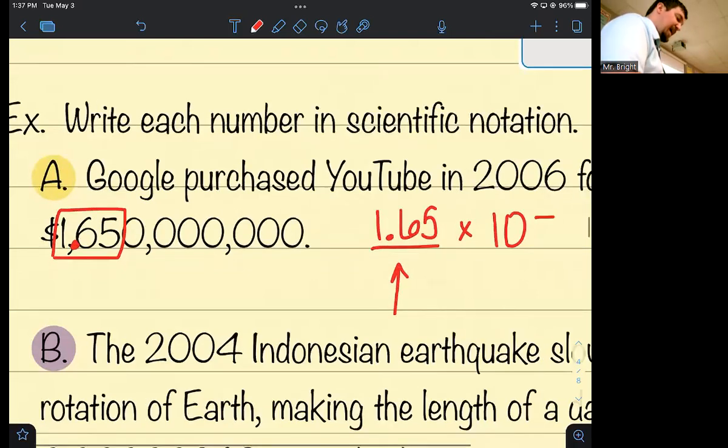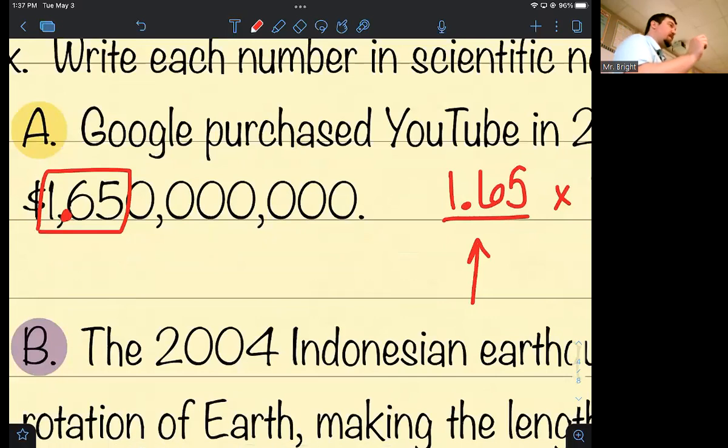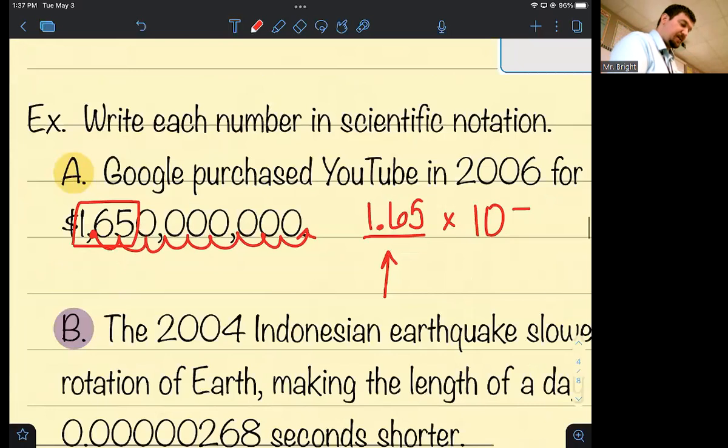Then you're going to have to count how many times you moved your new decimal point back to its original location. 1, 2, 3, 4, 5, 6, 7, 8, 9. Did you move it to the right or to the left? To the right. So it's times 10 to the positive 9th. That makes sense. If you have a big number, it should have a positive exponent.